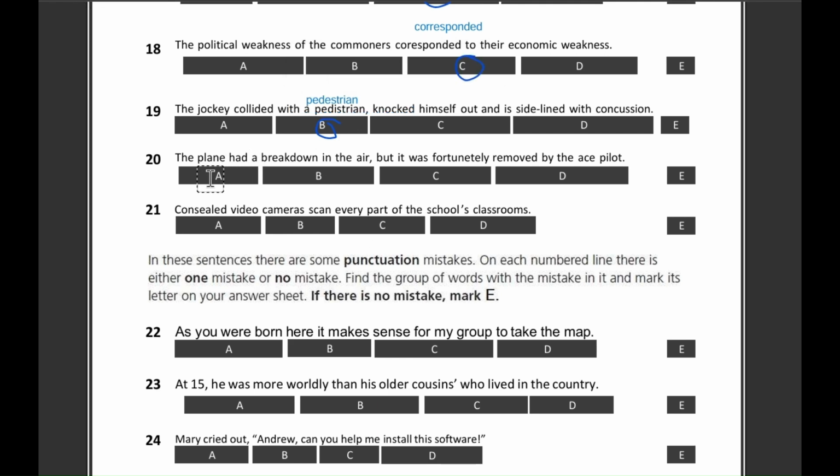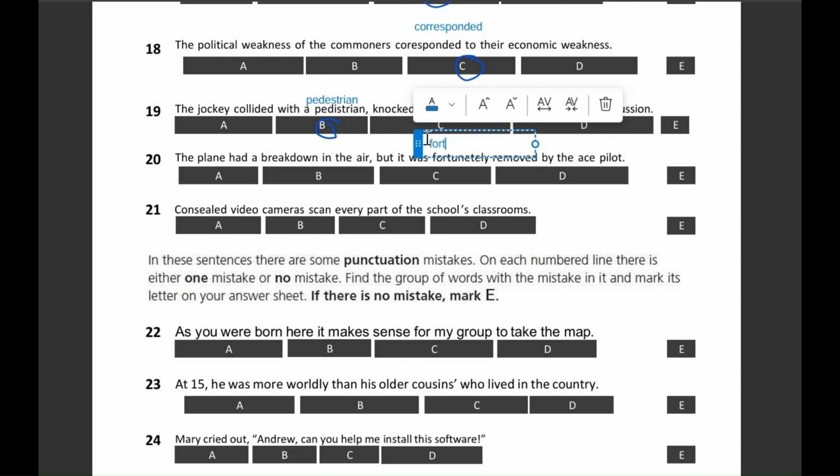The sentence is, the plane had a breakdown in the air, but it was fortunately removed by the ace pilot. The answer is option C, because the word fortunately needs to be spelled correctly. It should be spelled F-O-R-T-U-N-A-T-E-L-Y, fortunately, with an A after the N.